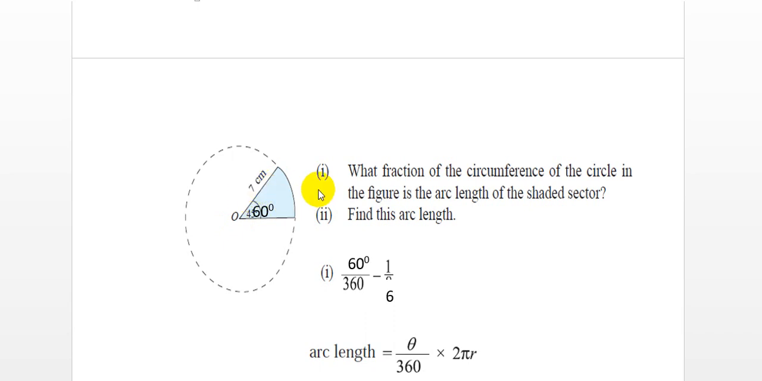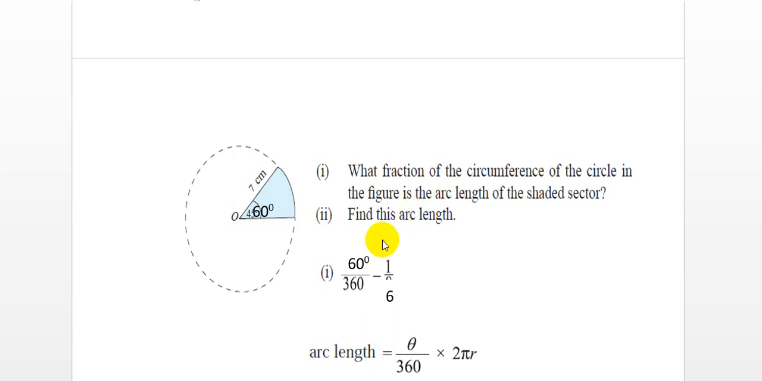So the very first question says, what fraction of the circumference of the circle in the figure is the arc length of the shaded sector? Since we know the complete circle angle refers to 360 degrees, out of which the sector contains 60 degrees. So 60 over 360, which means 1/6 of the portion is taken by this particular sector.